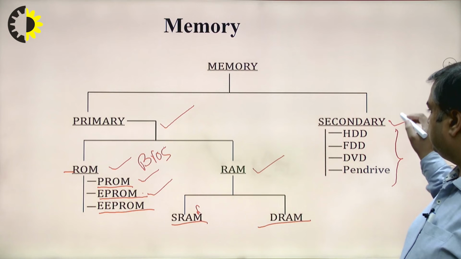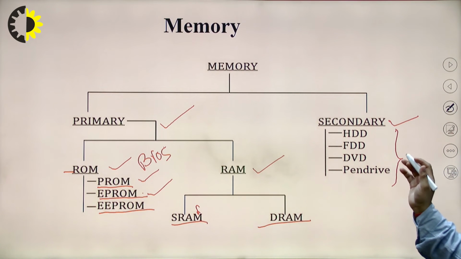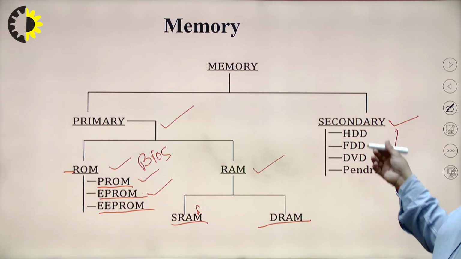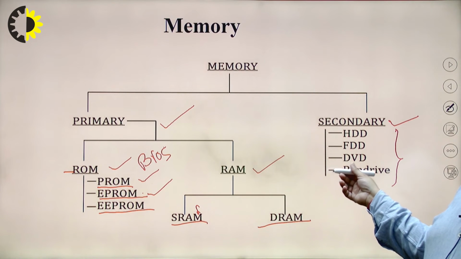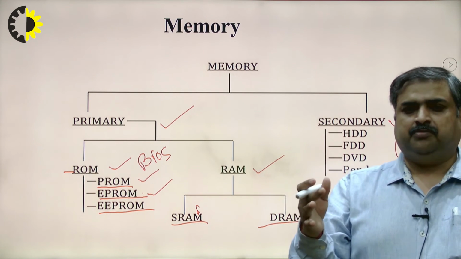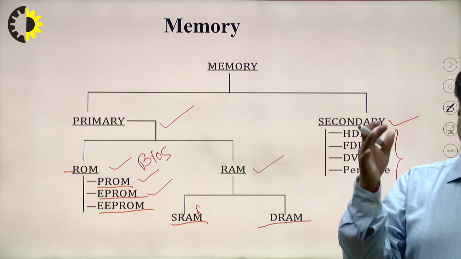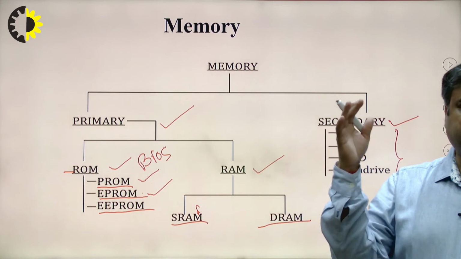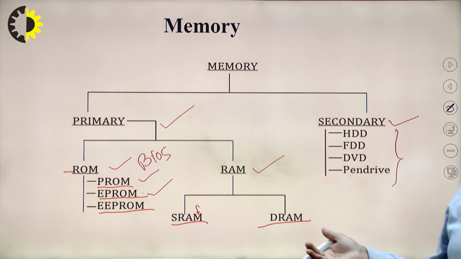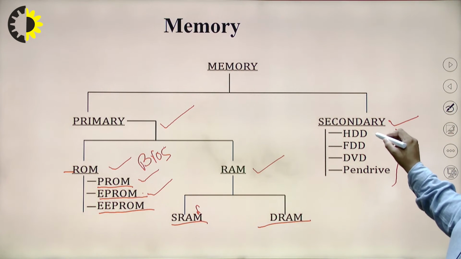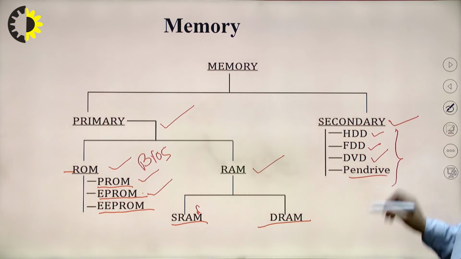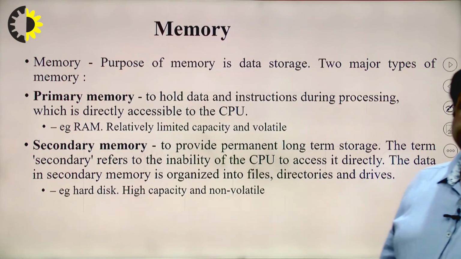And in case of secondary memory, it is also non-volatile. That means it contains the data whenever there is no electricity also. So in secondary memory, we keep all the data like our important files, our employees data, our payroll data, our softwares. So everything we keep in secondary memory. So that is available in the form of hard disk, floppy disk, DVDs, flash drives or pen drives.